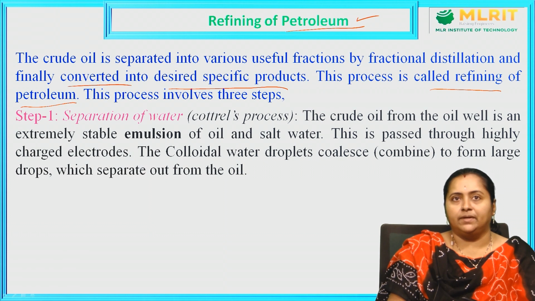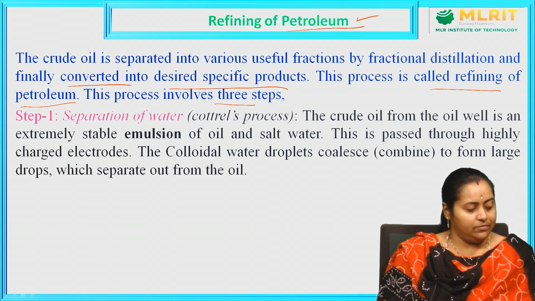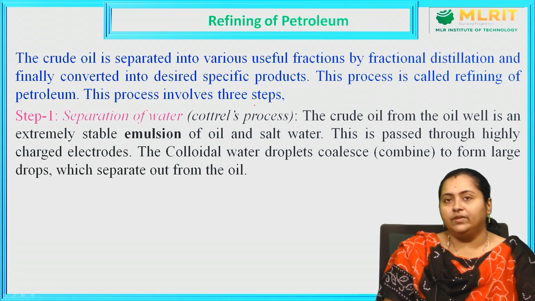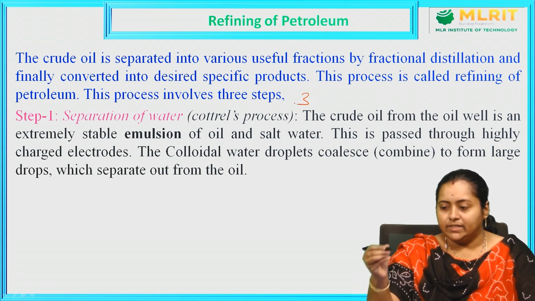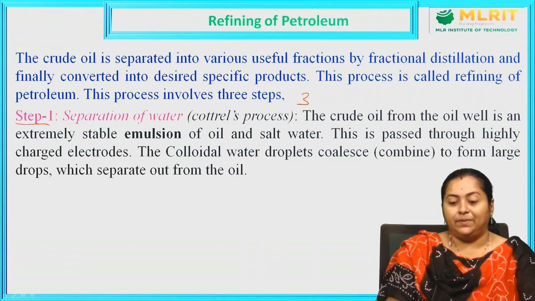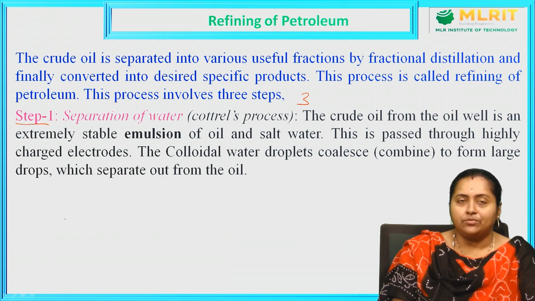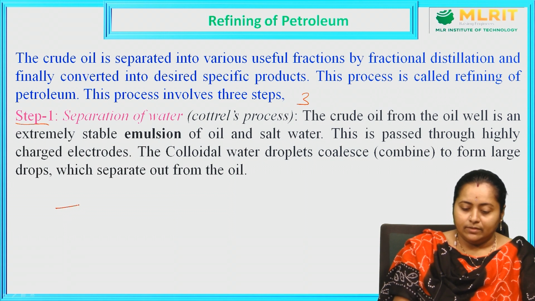The crude oil is separated into various useful fractions by fractional distillation, and finally converted to desired specific products. So, how many steps does this refining process include? Three different steps. Let us go one by one. The first one, step 1, is separation of water. As I told you, crude oil is present very deep in the earth's core, after a brine solution. So, how is it extracted? Extraction of crude oil is done in this way.